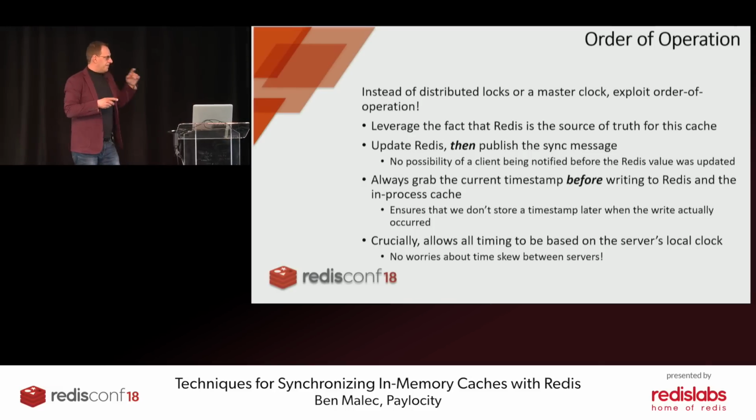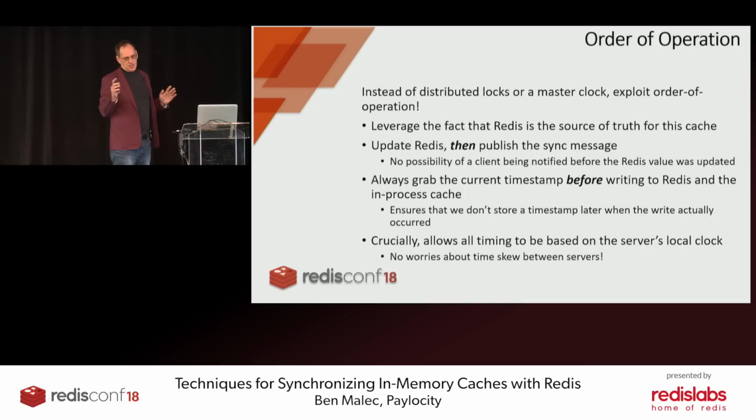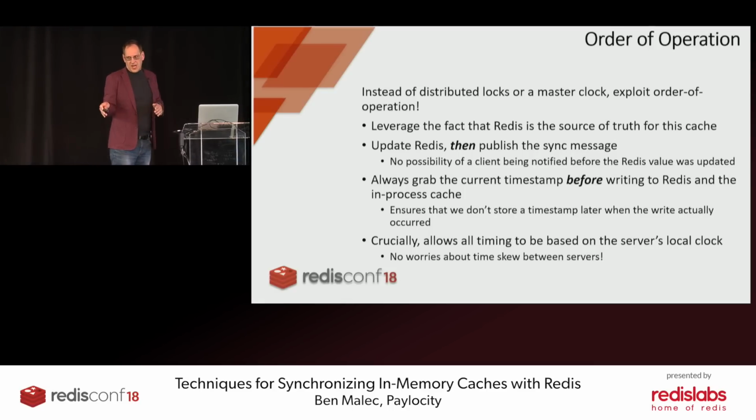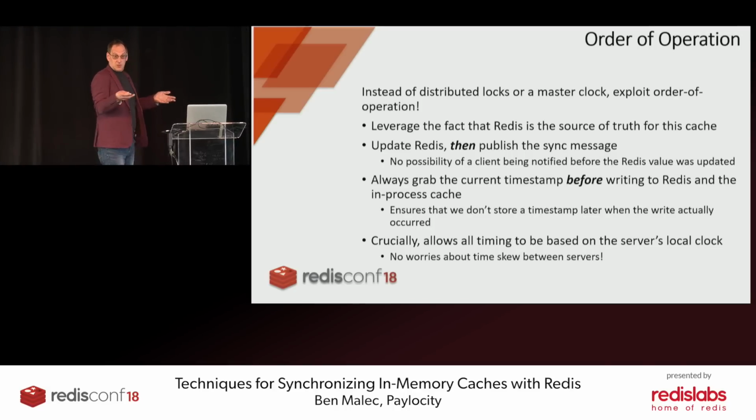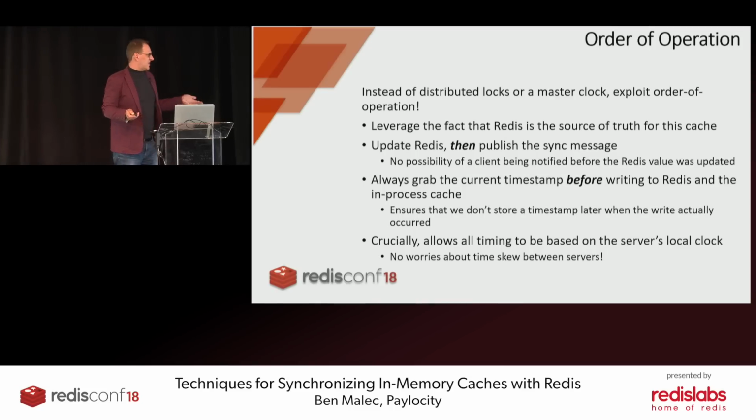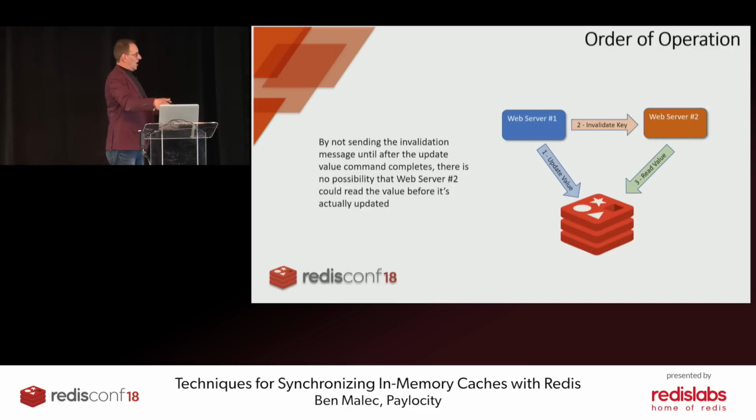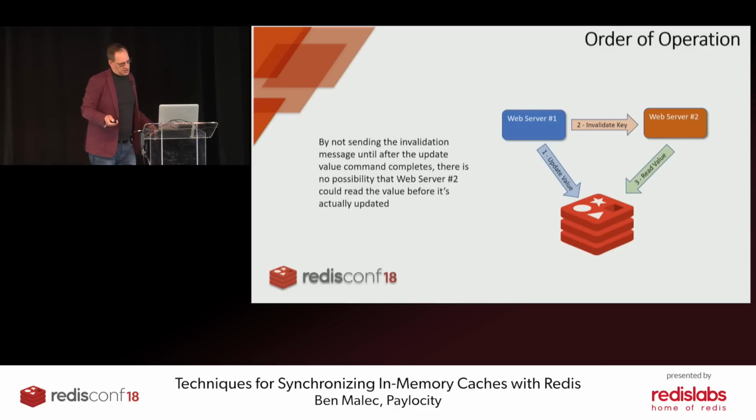Crucially, this means we don't have to sync times across servers, because we're doing everything based on our local time. So if there's any server time skew across the servers, we don't care, because we're just dealing in local time. And just a silly little diagram, again reinforcing: if we write to Redis first, that's one, and then we send the invalidate key, when web server 2 looks, it's always going to see the right data.